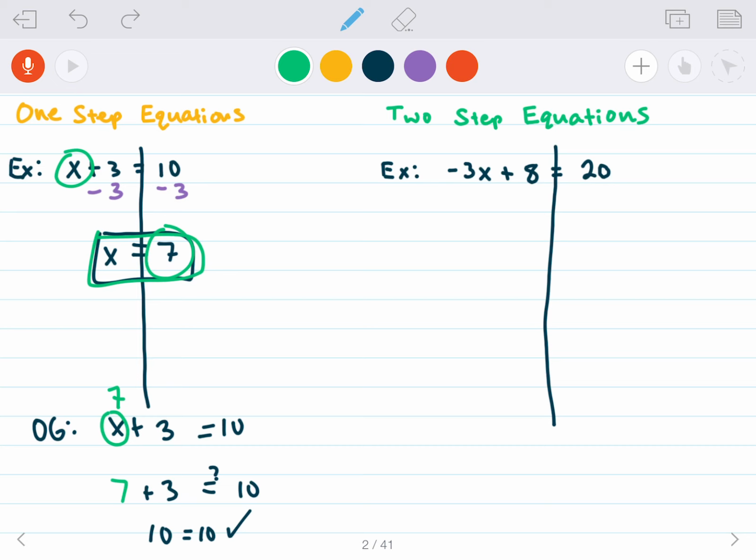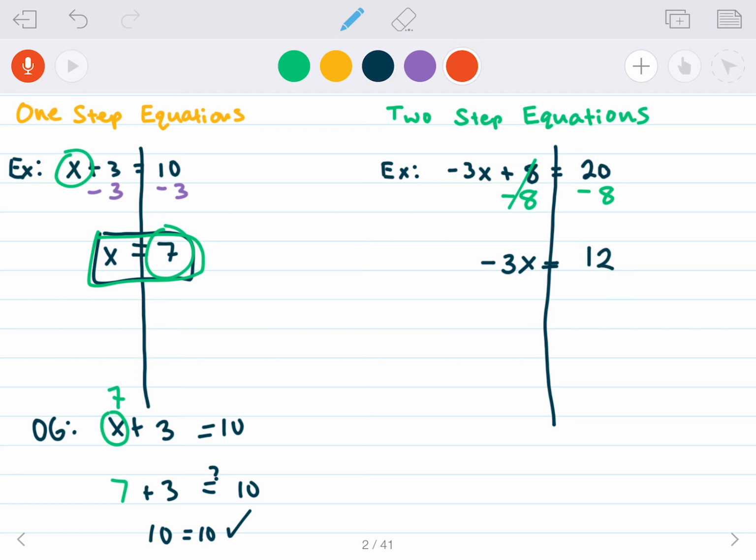So how do we undo addition by 8? We subtract 8 from both sides. That clears to 0, and on the left, I just carry what's left down, which is negative 3 times x. On the right, I have 20 minus 8 is 12.